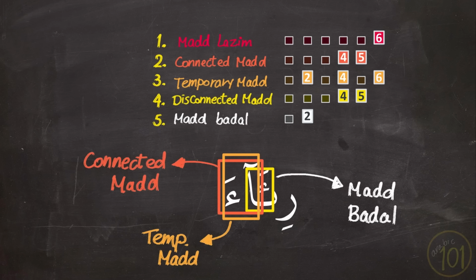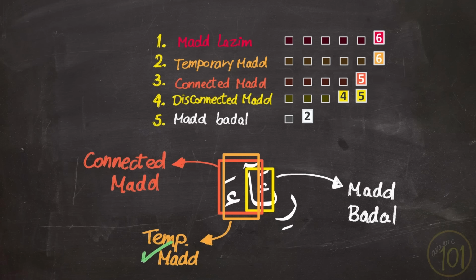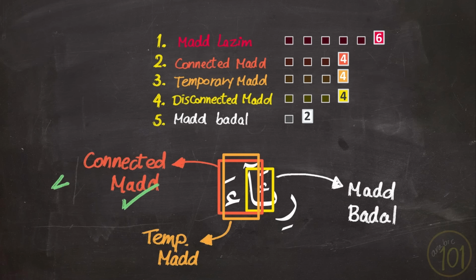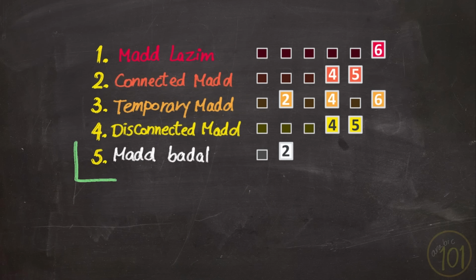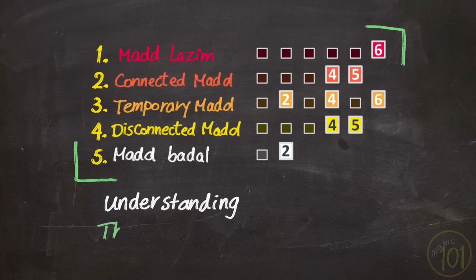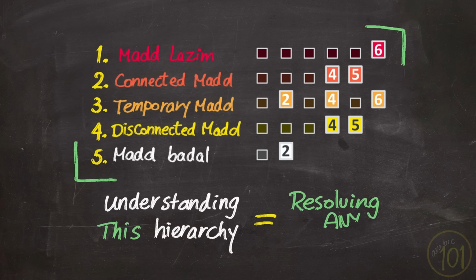If these were your choices in this recitation, then you will have to elongate 5. But if these were your choices, then you will have to elongate for 6. And here's one more possibility. And in this case, you would then elongate for 4 counts. So, all in all, the bottom line is, if you understand this hierarchy system and how it works, any case that you come across will be easy to deal with and resolve any conflicts without a problem, inshallah.